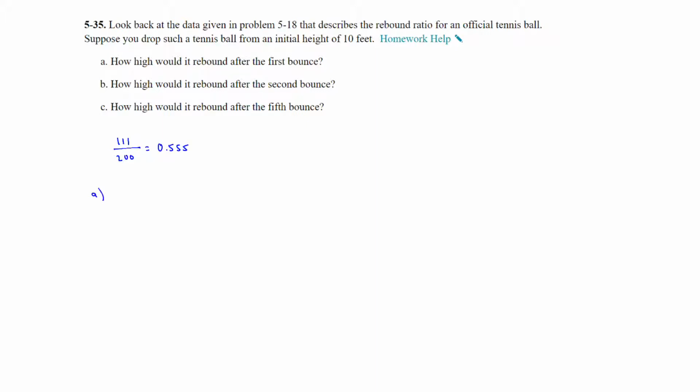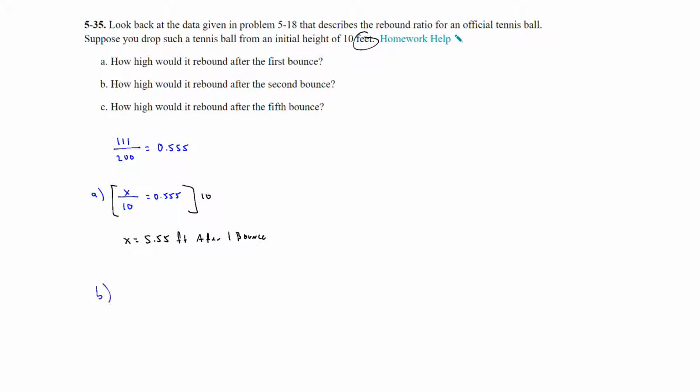So to be able to answer part A, if the initial height is 10, then what would be the rebound height if you dropped it? So we can multiply both sides by 10, and we get x is equal to 5.55. Now this is in feet, so that's 5.55 feet after one bounce.